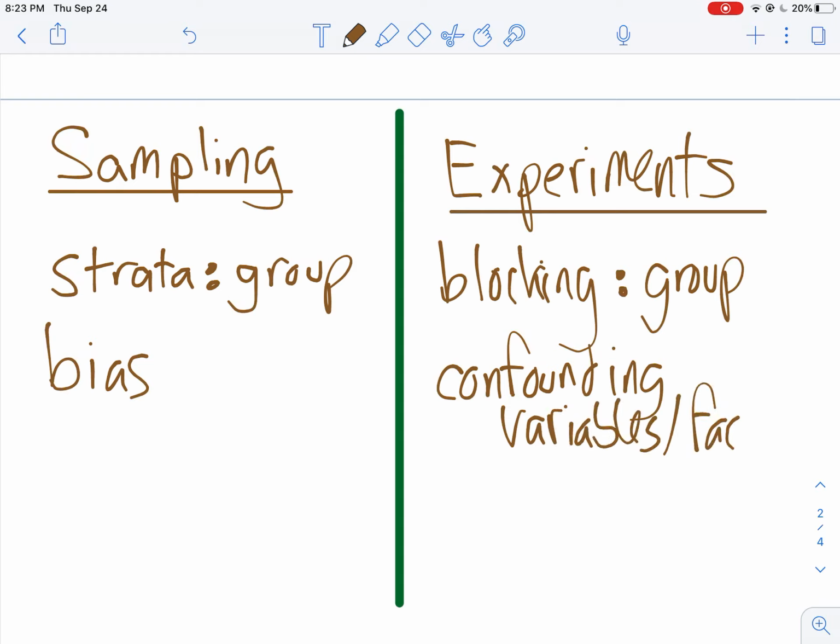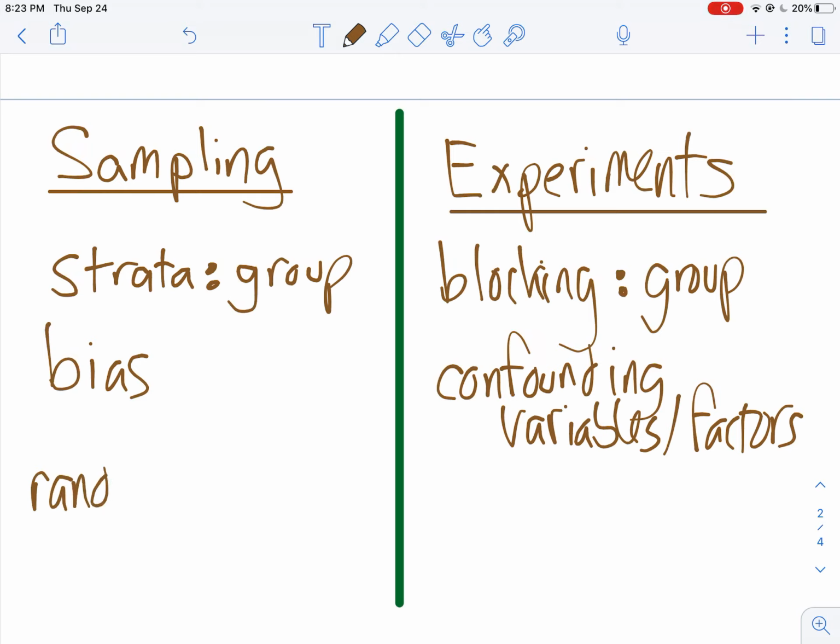Or you can even throw in factors. That's another term you can use. These are all things that can affect your results in terms of an experiment, give you results that might mislead you. That would be confounding variables. However, when you're dealing with sampling, you're going to have bias here. So these are things you want to watch out for.